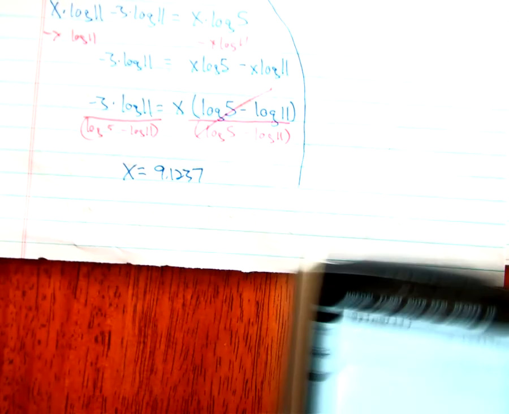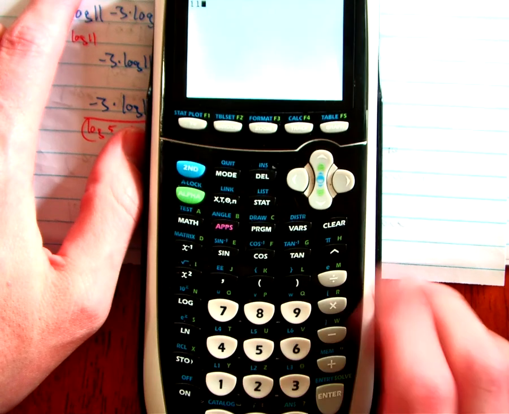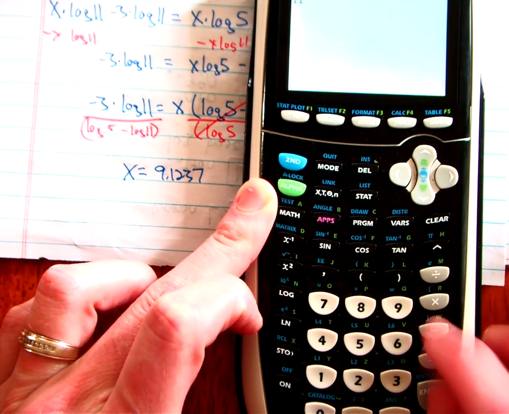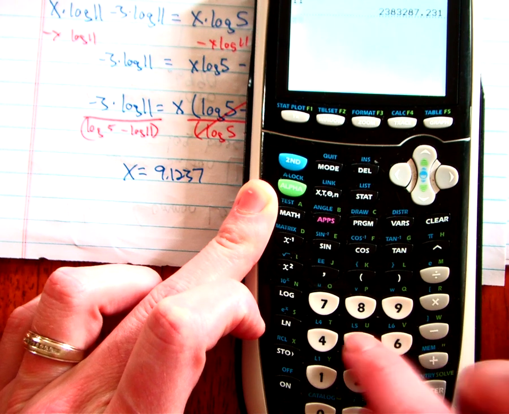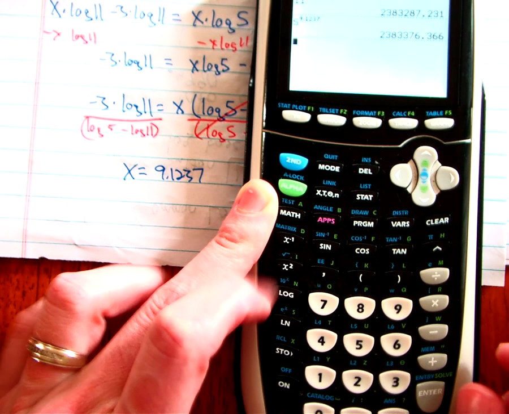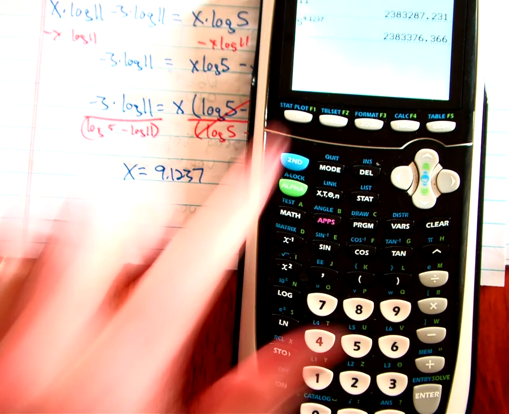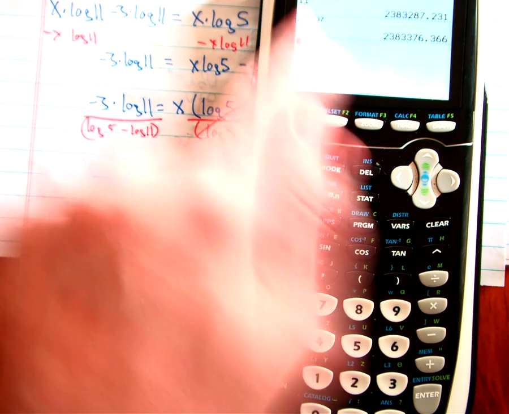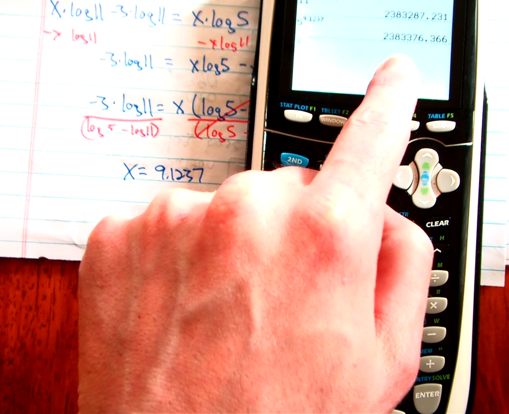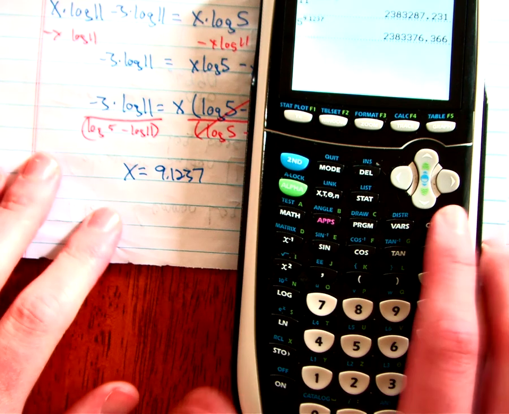All right, you want to test it out. It should be close. We did round it a little bit. It's just going to be close. It might not be exact. 11 to the power of 9.1237 minus 3, and then 5 to the 9.1237 power. Ta-da! Pretty close. Okay, you don't think those decimals matter when you round, but look at that, 2,383,000, and then we have a difference there in the hundreds already.